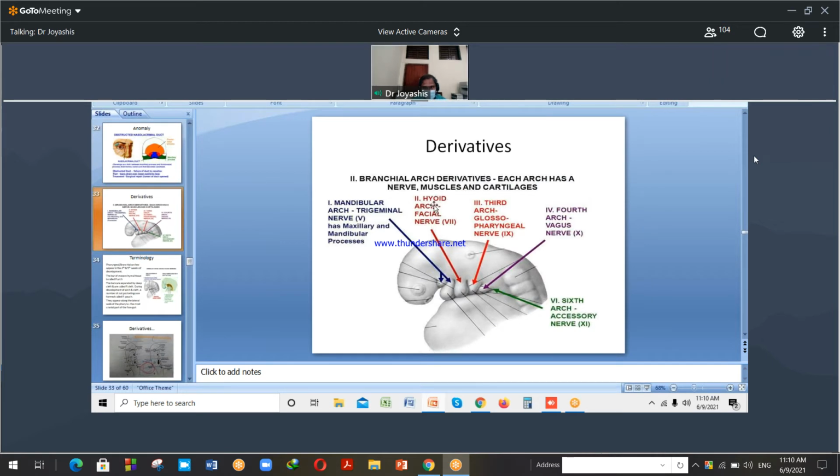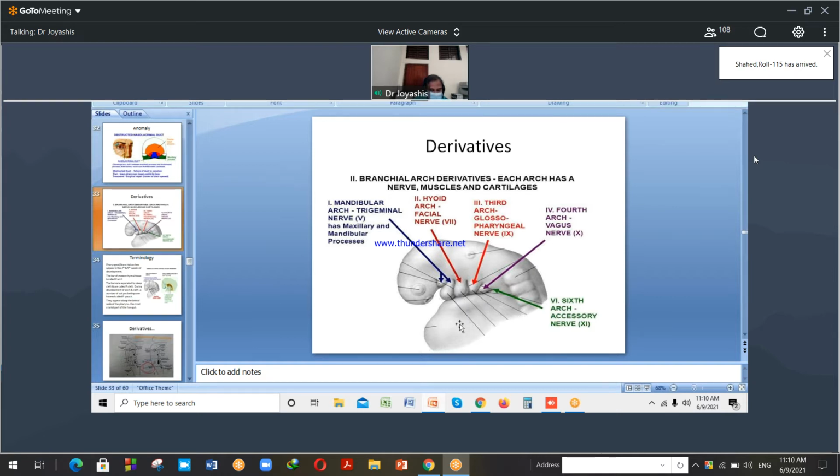So now regarding brachial arch, we discussed about brachial arch previously. There are 6 arches in human embryo, the pharyngeal or brachial arches. Each arch has its own nerve, muscles and cartilages. The first arch is the mandibular arch, this is the hyoid arch, this is the third arch with the glossopharyngeal nerve, and this is the 4th arch.